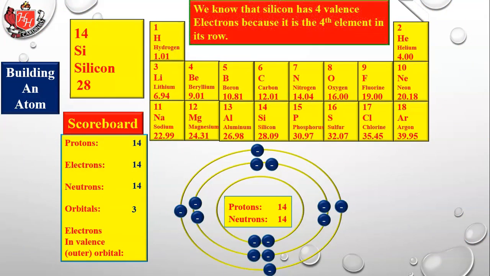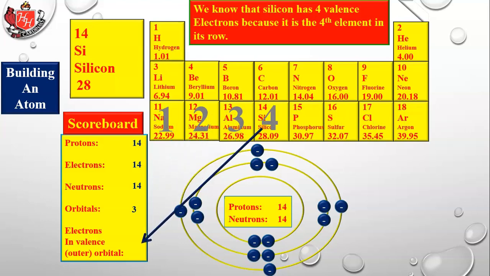Okay, so we know that silicon has 4 valence electrons because it is the 4th element in its row. So without drawing this diagram, we could have known that silicon has 4 valence electrons. And sometimes that's all we want to know, because valence electrons are the ones that do the bonding, and we want to know how many of those we have. So here's how you know. You simply count from the left. Sodium is number 1. It has 1 valence electron. Magnesium has 2 valence electrons. Aluminum has 3 valence electrons. And finally, silicon has 4 valence electrons, which we can see from the diagram.